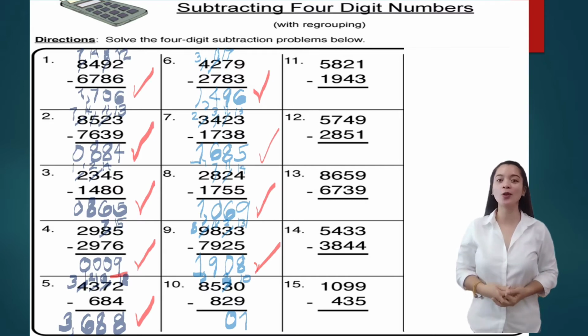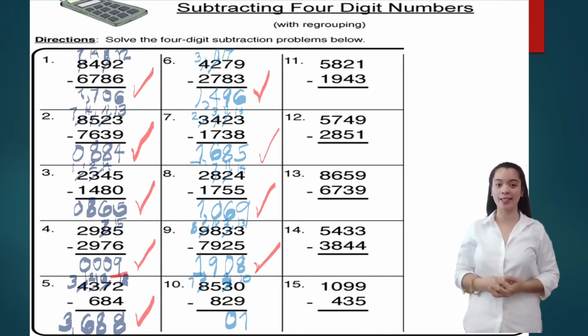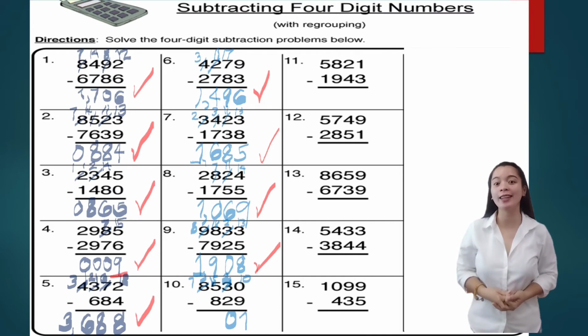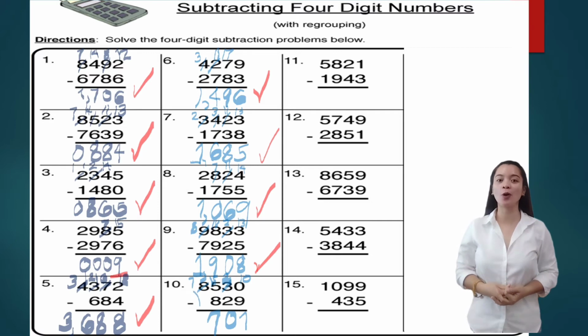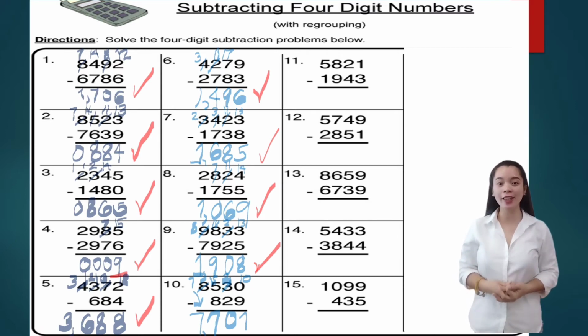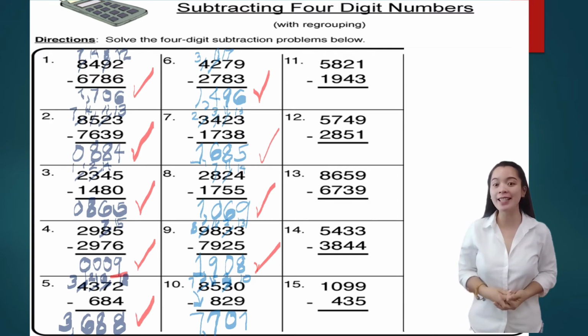Correct? Yes. So 5 minus 8 cannot be. So let's borrow from 8. 8 becomes what? 7. And 5 becomes what? 15. So 15 minus 8 equals, yes, 7. And then let's bring down 7. So our answer is 7,701. Who got the correct answer? Let's check. Okay, check.